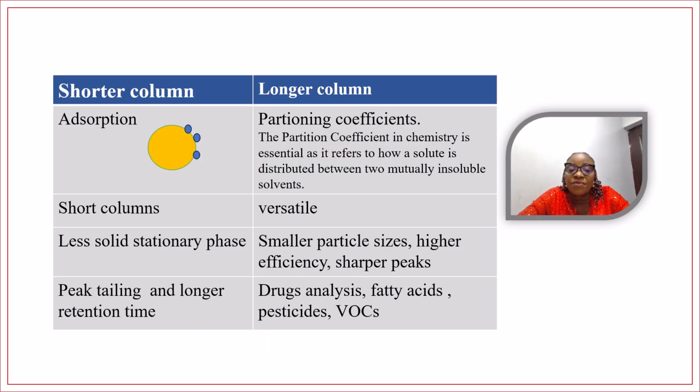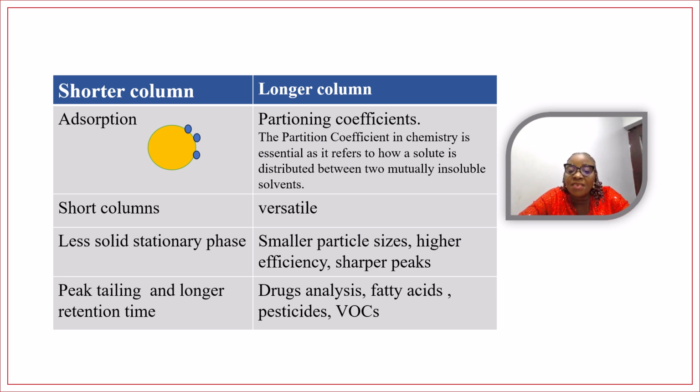Let's look at the differences between gas solid chromatography and gas liquid chromatography. Gas solid chromatography uses solid stationary phases, and the method of separation is by adsorption of analyte molecules onto the solid stationary phase. It's primarily used for separating carbon dioxide, carbon monoxide, and nitrous oxide. It's also used for volatile organic compounds such as benzene, toluene, xylene, etc.